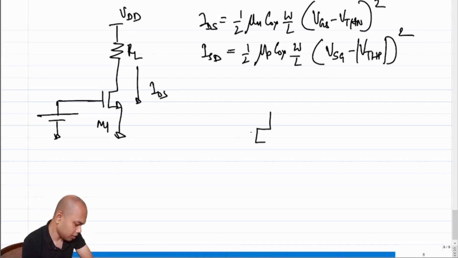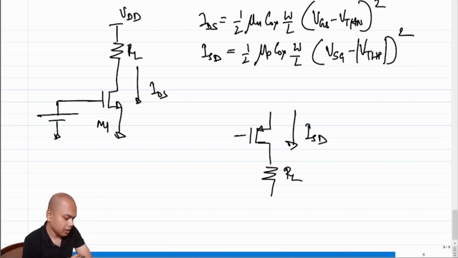So let's sketch the PMOS first. And we also know that the source is at a higher potential, and we also know that in order to ensure that this behaves like a common source amplifier, the drain has to be connected to the load resistance, right? So load resistance connects to the drain, RL, and we know that the current flows from top to bottom. This has to be the ISD, right?